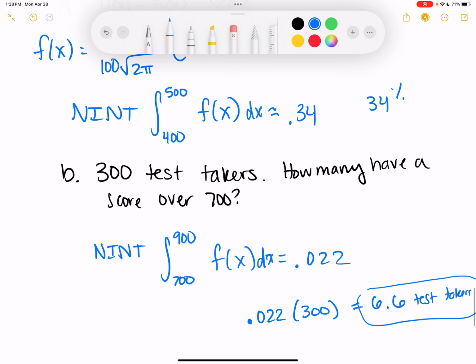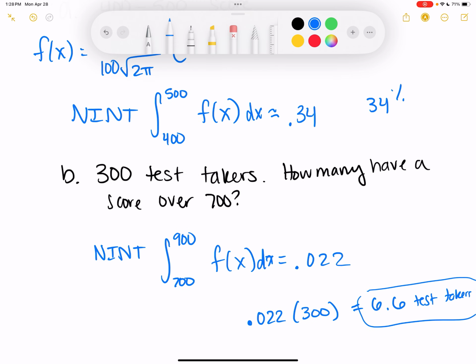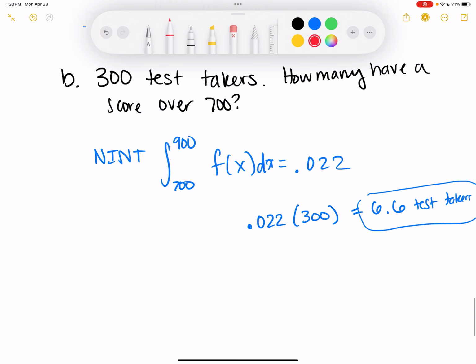Since I didn't write the dx up there, I'd go back and add it. Okay, problems 3, 7, 27, 29, and 31.